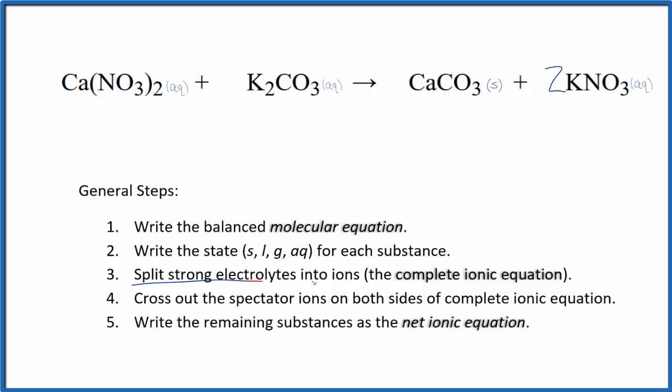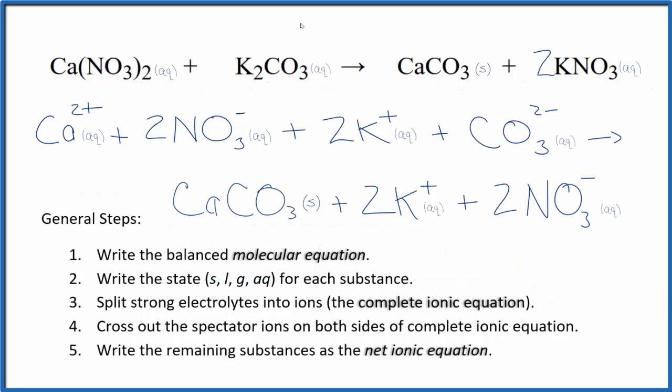Next, we split the strong electrolytes into their ions for the complete ionic equation. That looks like this. So this is the balanced complete ionic equation. Now we can cross out spectator ions. They're on both sides of the complete ionic equation. So on top are the reactants and on the bottom are the products.